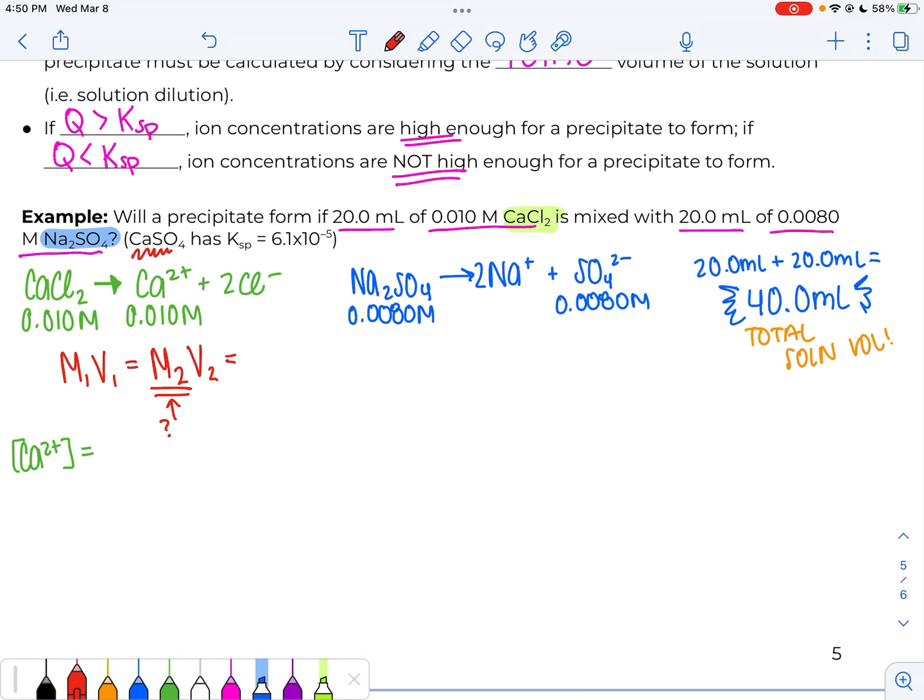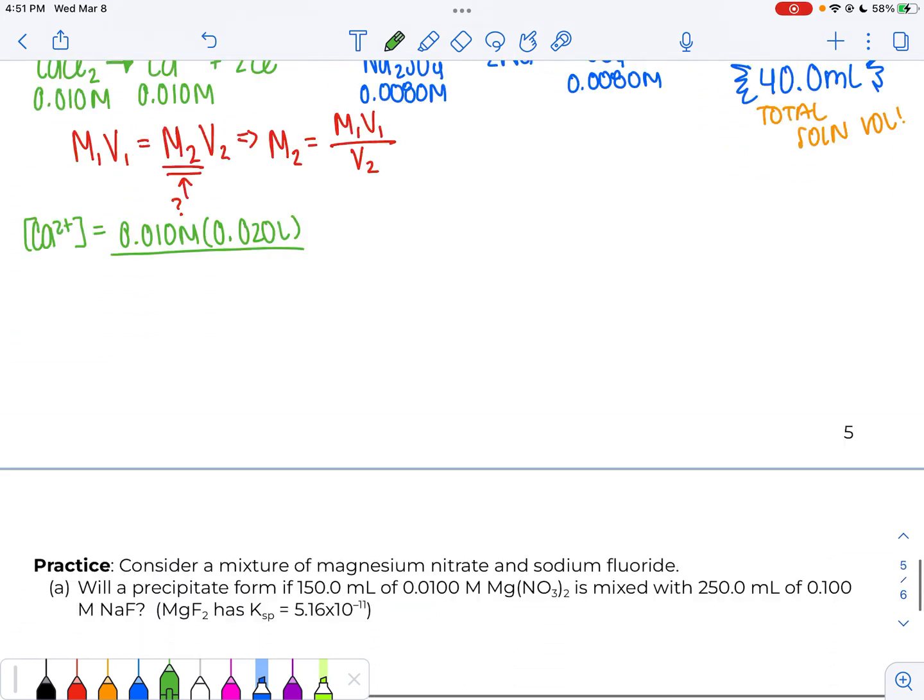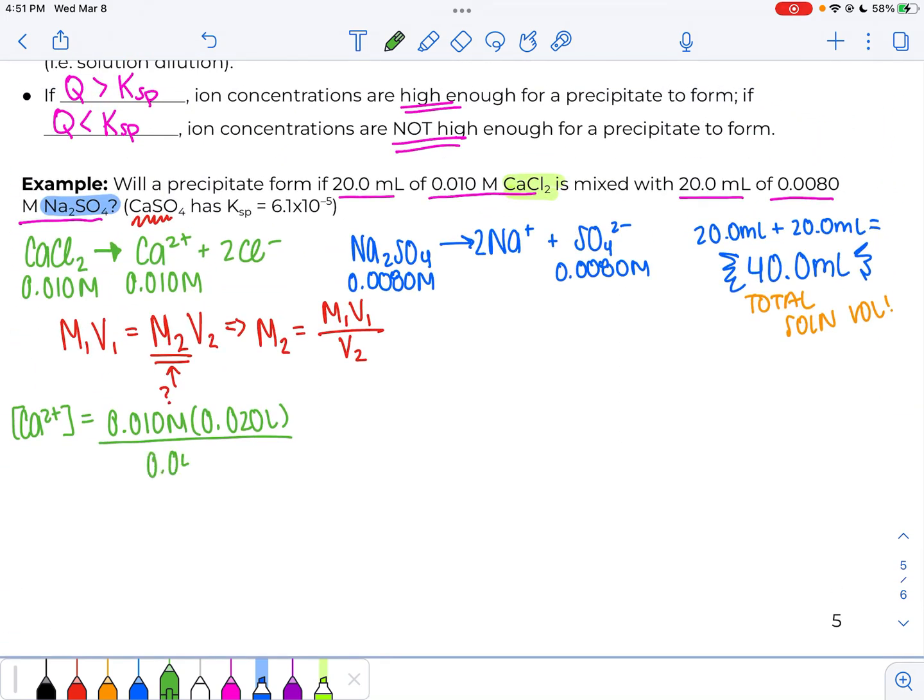How can I find my new concentration? Well, let's rearrange this equation. M2 is going to be equal to M1V1 divided by V2. What's my initial concentration for calcium? 0.010 molar. What's my initial volume? 20 milliliters. But remember, I'm working with molarity, so I really should be doing things in liters. So that's equal to 0.020 liters. My new volume of solution is 40 milliliters, so 0.040 liters.